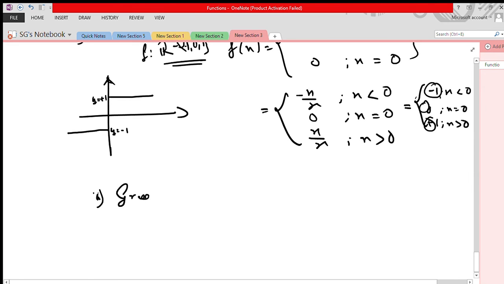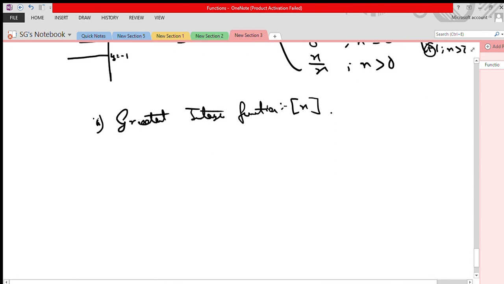Greatest integer function. This is given as box of x. It's a very important thing, very interesting thing also. What it does is that it actually works as the floor of x. That is, it gives you the greatest integer below x. For example, you have the box of 2. So this will give you 2, when 2 is an integer or a whole number actually.